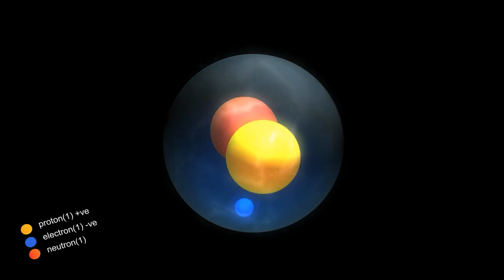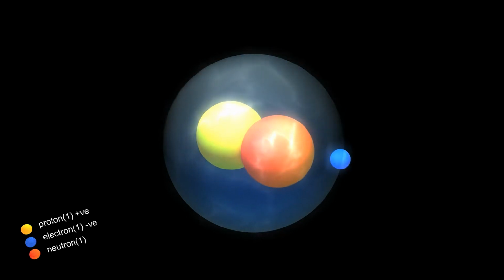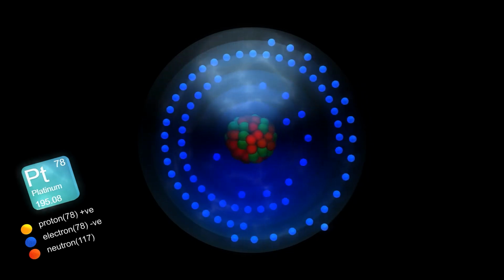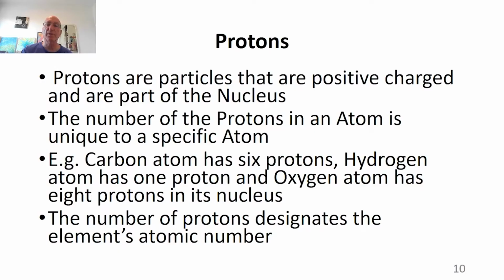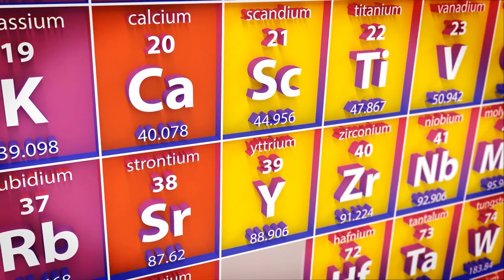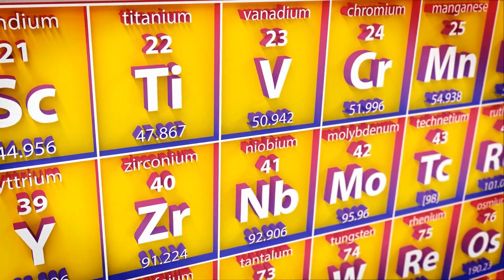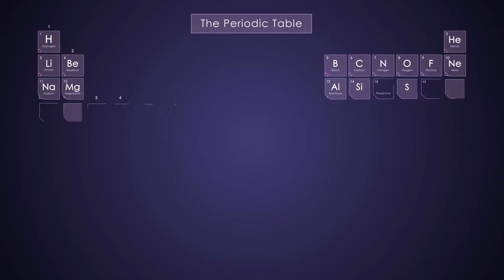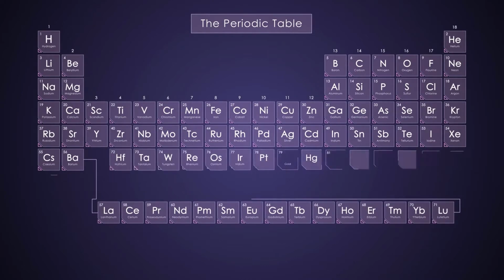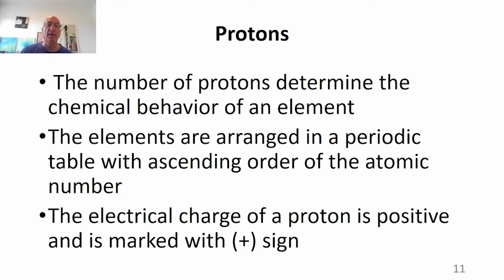Protons are particles that are positively charged and are part of the nucleus. The number of protons in an atom is unique to a specific element. For example, a carbon atom has 6 protons, a hydrogen atom has 1 proton, and an oxygen atom has 8 protons in its nucleus. The number of protons designates the element's atomic number. The number of protons determines the chemical behavior of an element. The elements are arranged in a periodic table in ascending order of the atomic number. The electrical charge of a proton is positive and is marked with a plus sign.